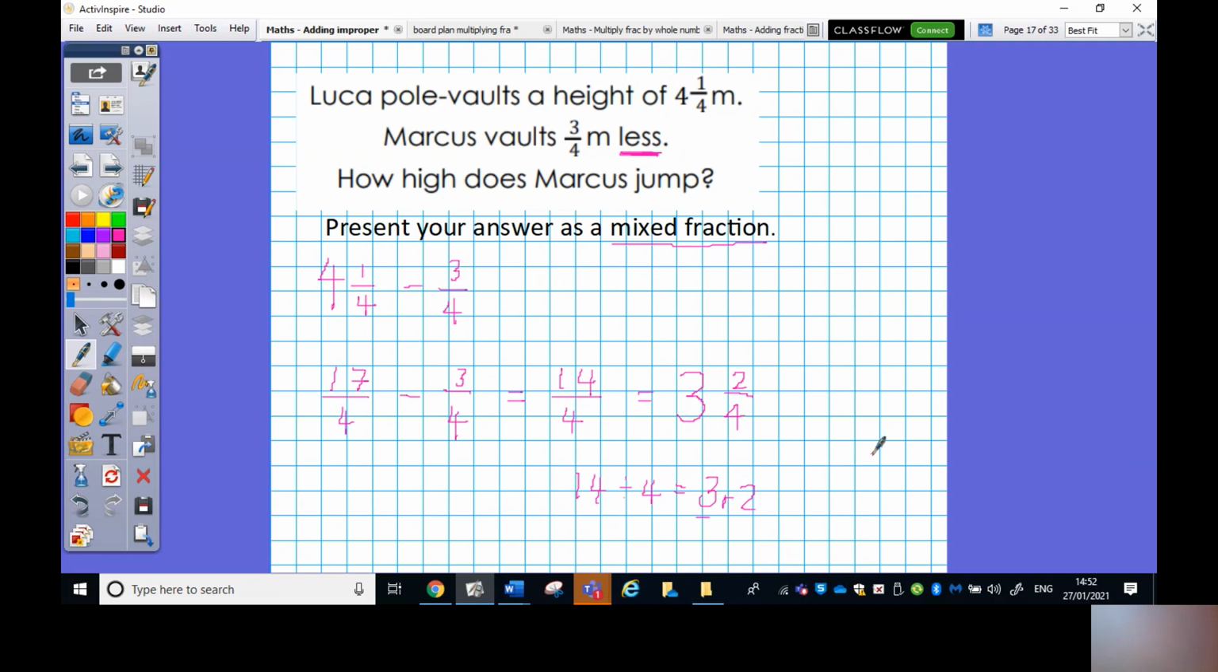Can I simplify this? Yeah, absolutely. What number can I divide 2 and 4 by? 2. Good. So 2 divided by 2 equals 1. 4 divided by 2 equals 2. So it can also be 3 2/4 or 3 1/2.